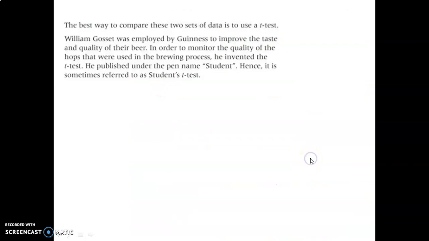Now let's do two particular tests for t-tests. But first, the best way to compare two data sets is to use a t-test. A little bit of history. William Gossett, who was employed by Guinness, that is the beer maker in case you don't know, was employed to improve the taste and quality of their beer. In order to monitor the quality of the hops that were used in the brewing process, he invented the t-test. So he did it just for the purpose of making better beer.